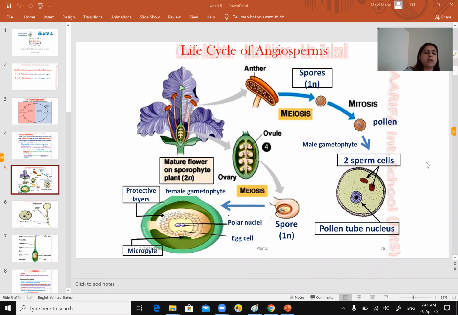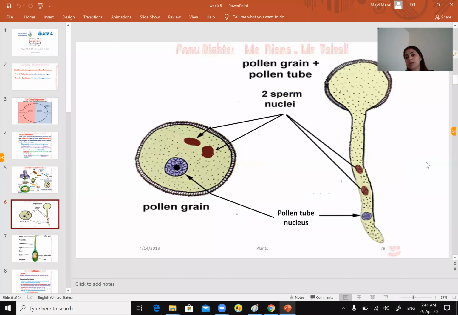Okay. Now let's go through this slide here. It shows what? It shows a pollen grain, the male gametophyte. It has, as we said, two parts. The pollen tube nucleus.